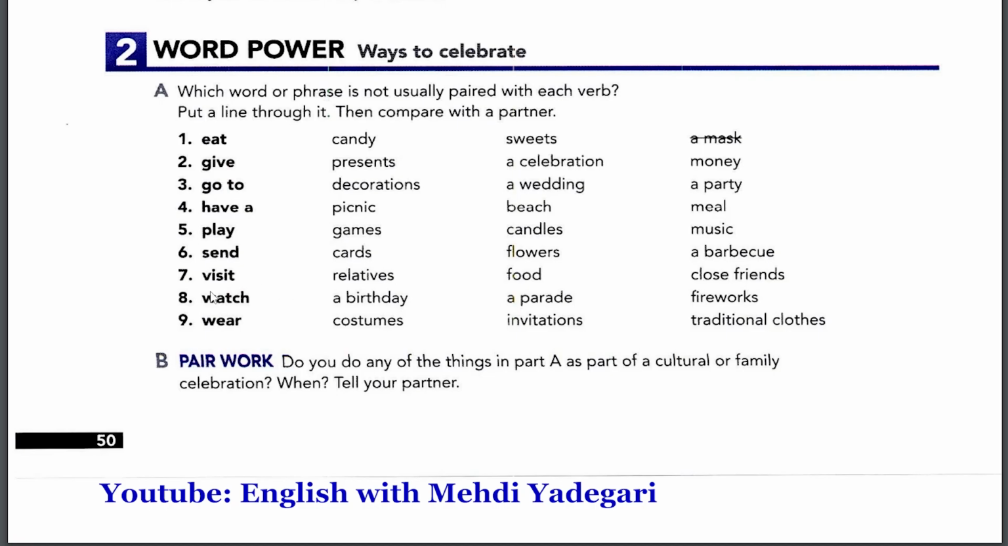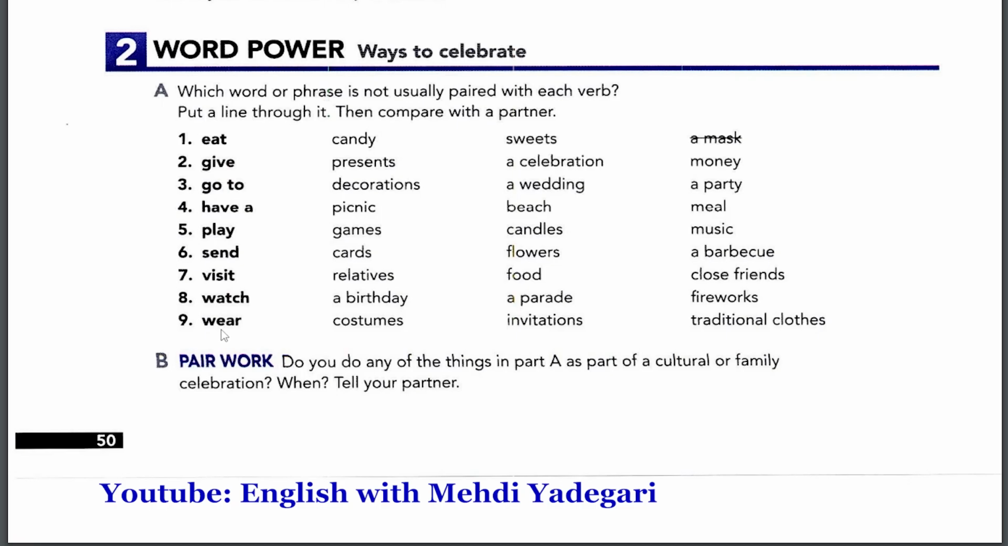Number 7. Visit relatives. This is correct. Visit food? No, this is not correct. Visit close friends is correct. Number 8. Watch a birthday. No, we don't usually watch a birthday. We celebrate a birthday, or we have a birthday. But we watch a parade, or we watch fireworks.